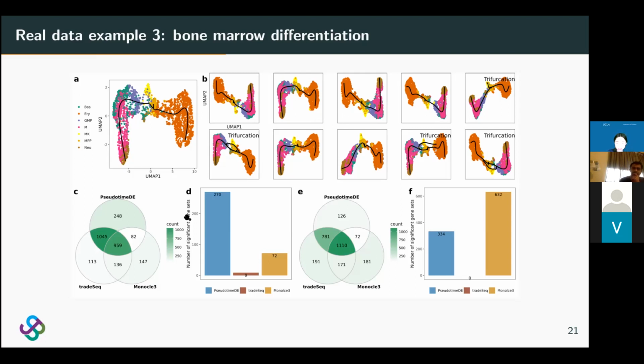That's the message. And then we actually look at the DE genes again, and we look at the functional impact. So for this one, we perform the gene set enrichment analysis to see how many gene sets are enriched in the DE genes found by each method.